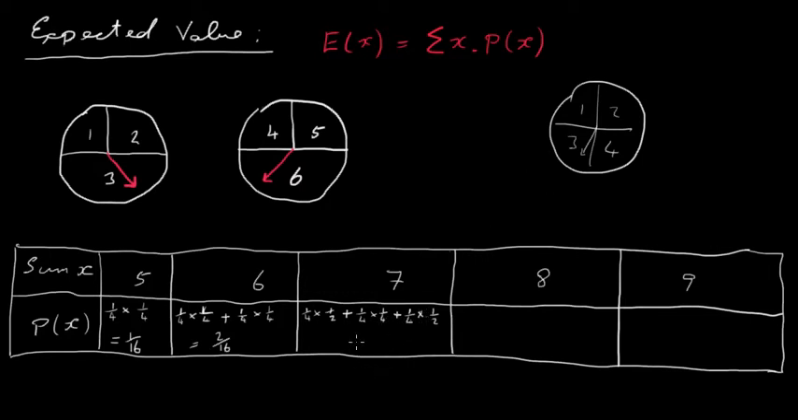And when you do that, you get 5/16. 5 over 16 here. So the probability of getting a 7 when we spin these two spinners is 5 over 16. We do the same for 8 and 9.